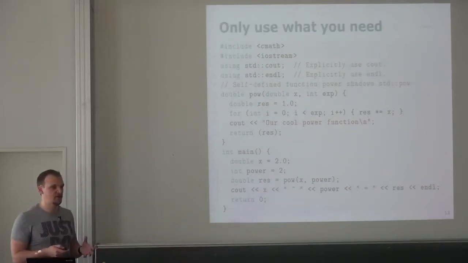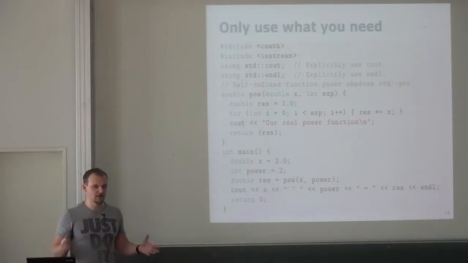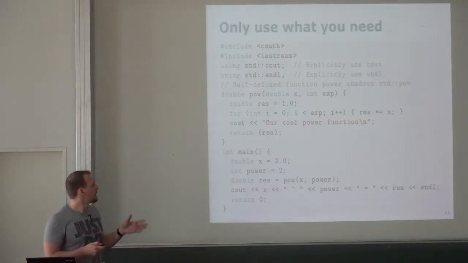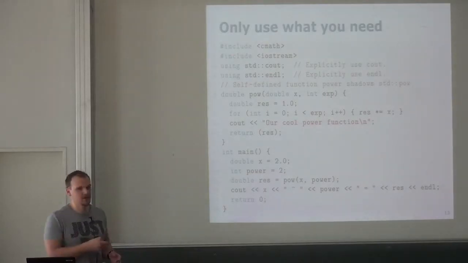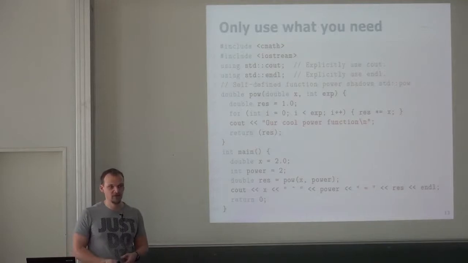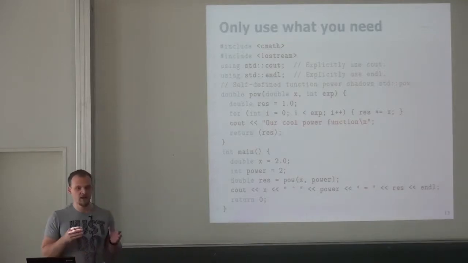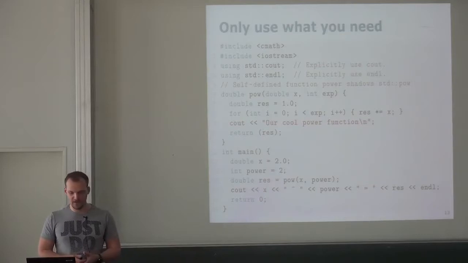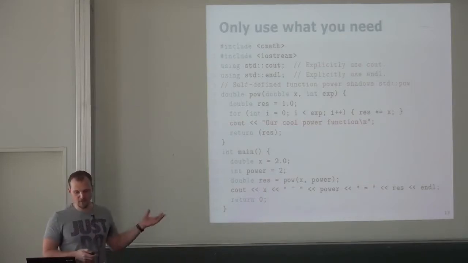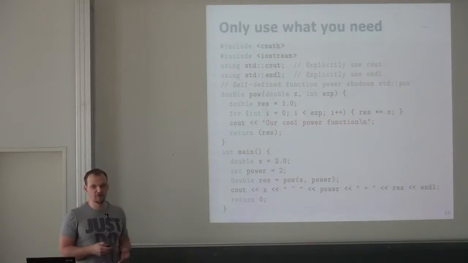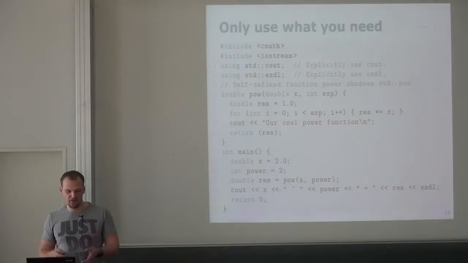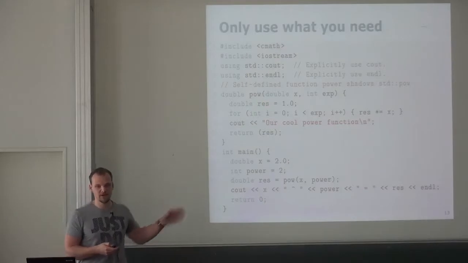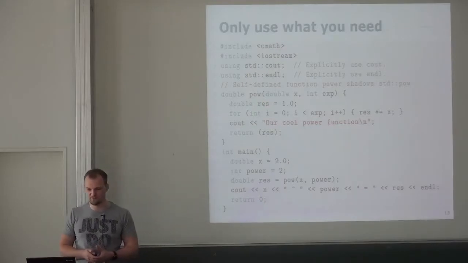Generally, a good idea is to use only what we need. So don't use the whole world, use only what we are actually using. If we are using cout and endl, just replace your using namespace std with using std::cout and so on. If you are using cout in this file, say, I'm using cout in this file. That will solve this particular issue, because now the standard power will be std::pow, and our function will be just power. So now there is no issue, and the compiler knows that we want to use our own handwritten power function.